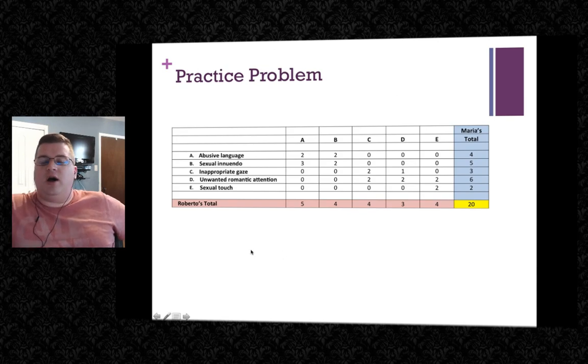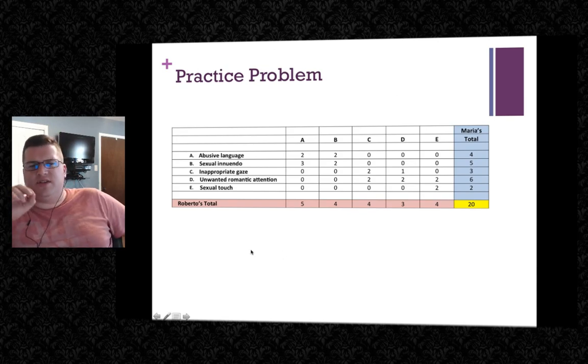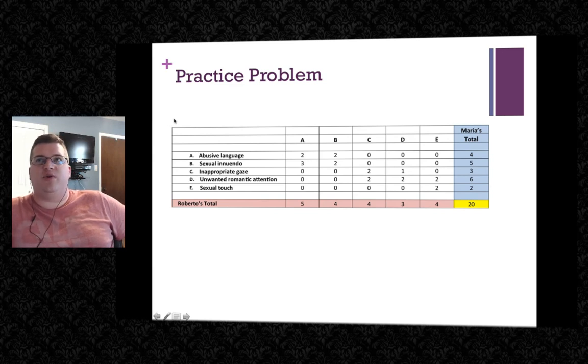Now, here's an example of how intercoder reliability might be dealt with. So if we're looking at, say, what we see within a particular TV show, and we're looking for, in this case, 5 different items: abusive language, sexual innuendo, inappropriate gaze, unwanted romantic attention, and sexual touch.